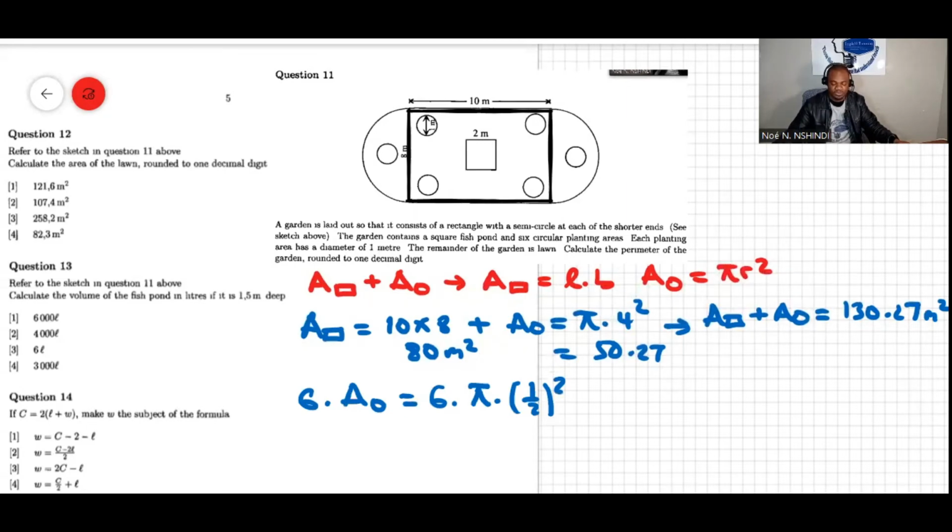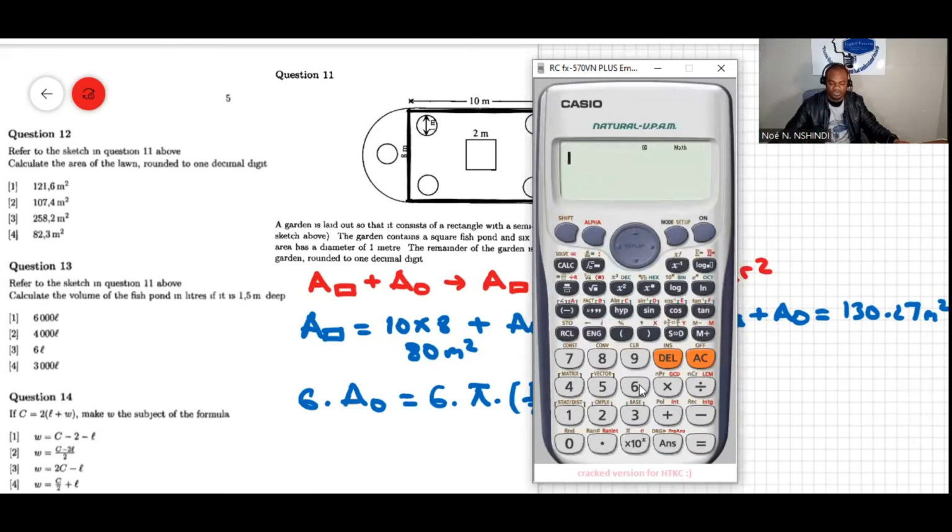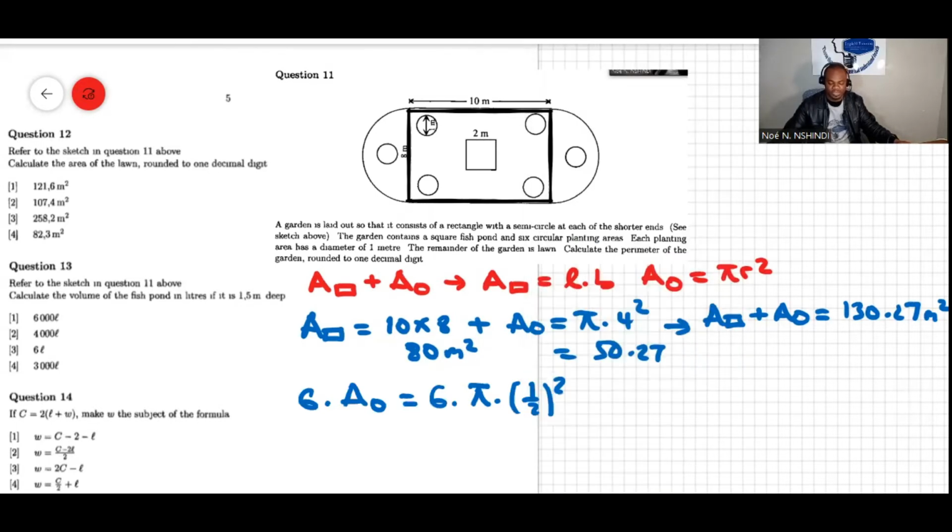So we're going to do 6 times pi, we press shift and then this button here, times a half to the power of 2. And then this is equal to 3 over 2 pi. We press SD there, we got 4.71. So it's going to be 4.71 meters squared. Now, they say the garden contains a square fish pond.